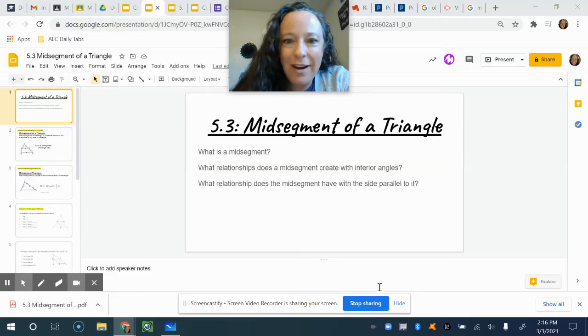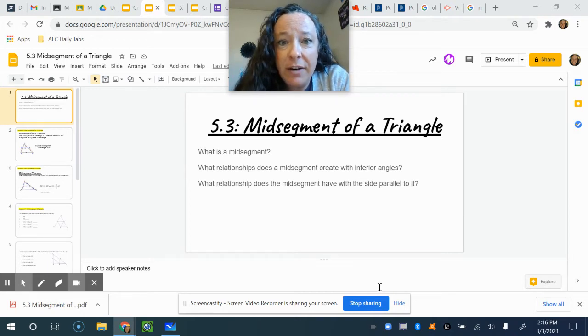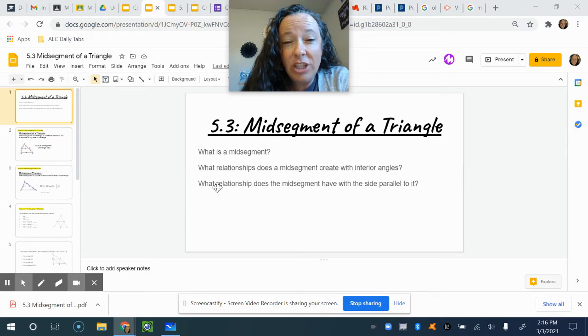5.3, here we are, midsegment of a triangle. What is a midsegment? What relationship does a midsegment create with interior angles? And what relationship does the midsegment have with the side parallel to it? Make sure you watch all the videos. Each little video is going to cover several different slides.